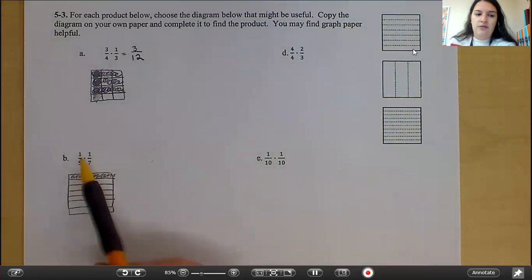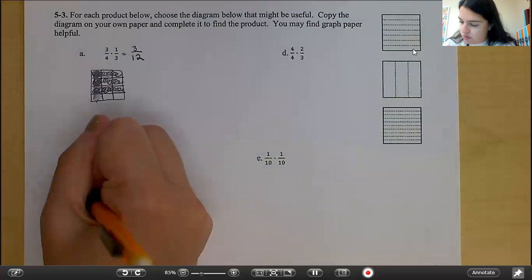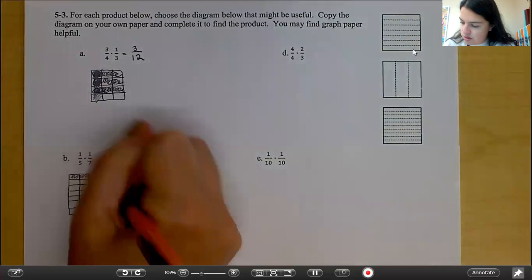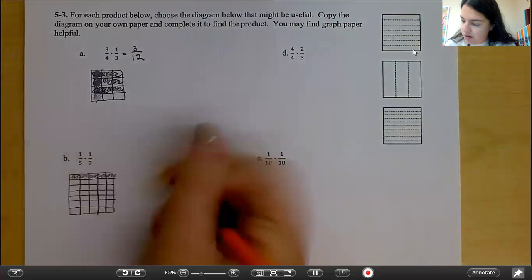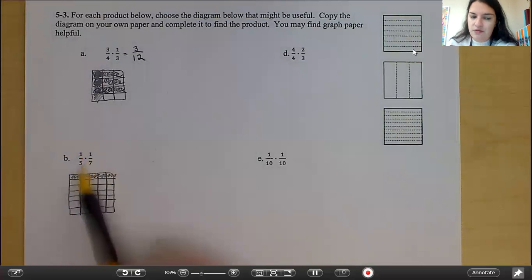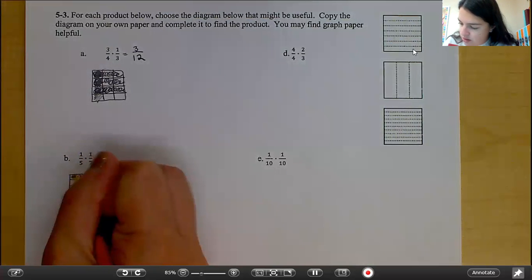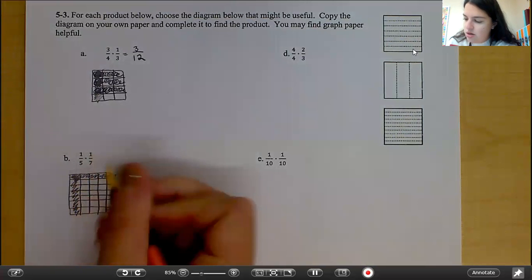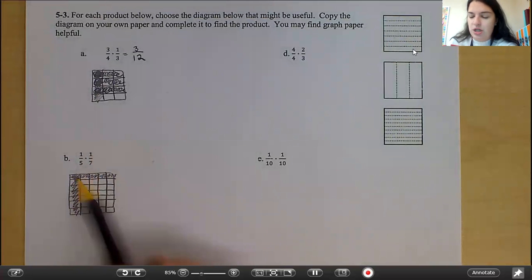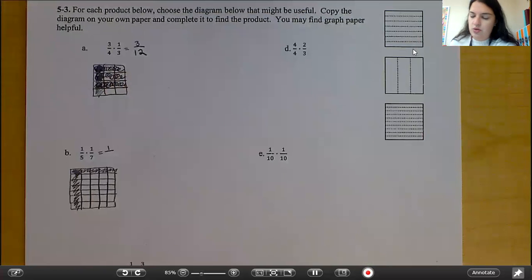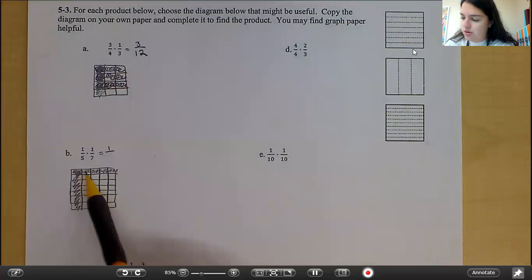And now I have 1/7 times 1/5, so I need to cut this into 5 parts: 1, 2, 3, 4, 5. And we have 1/5, so we're now shading one of these. So if you look, we've only double shaded one box. That's our numerator. And then you need to figure out how many boxes there are.